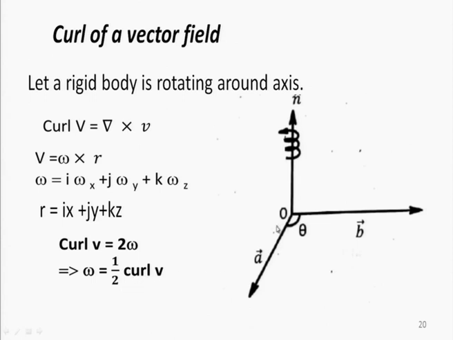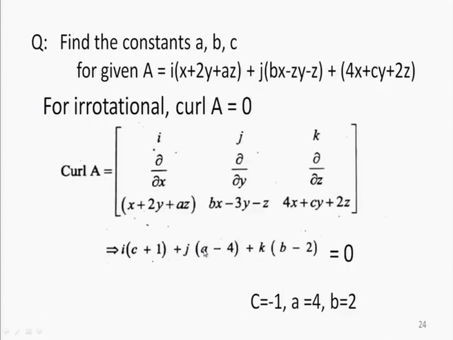This can be shown with the help of a problem. Please look into the monitor. We will have the formula here given by a vector A is equal to i into this plus j into this plus k into this, and in this constants A, B, C are there. There is a condition that it is irrotational. When it is rotating, we will have a curl existing. When it is irrotational, the curl formula curl A is equal to 0.